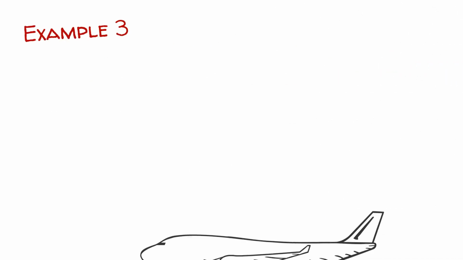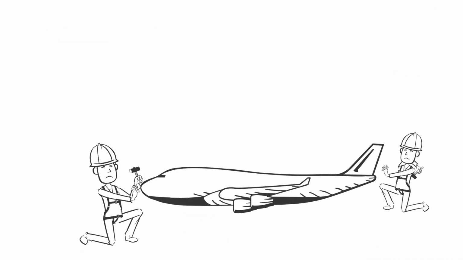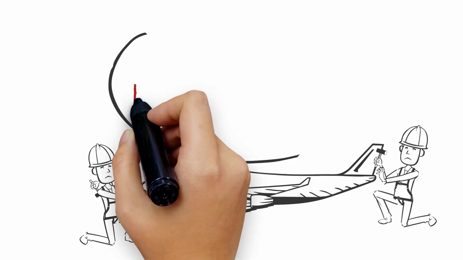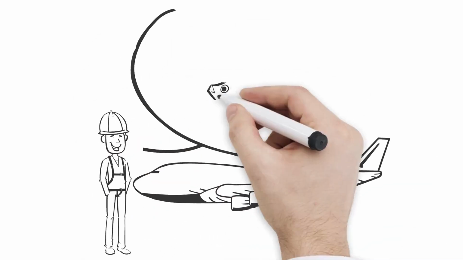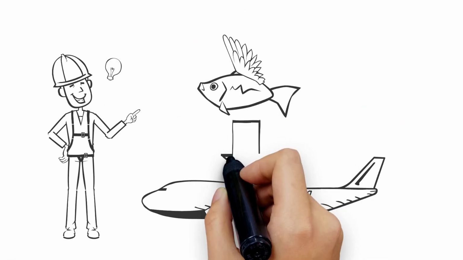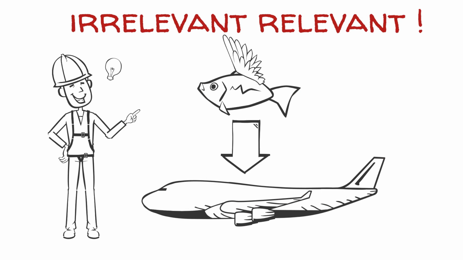Example 3. Aircraft engineers at Boeing, McDonnell Douglas and Airbus are always on a lookout to design better, more efficient planes. One insight they found in this endeavor is to study flying fish, something you would think is totally unrelated to the task at hand.